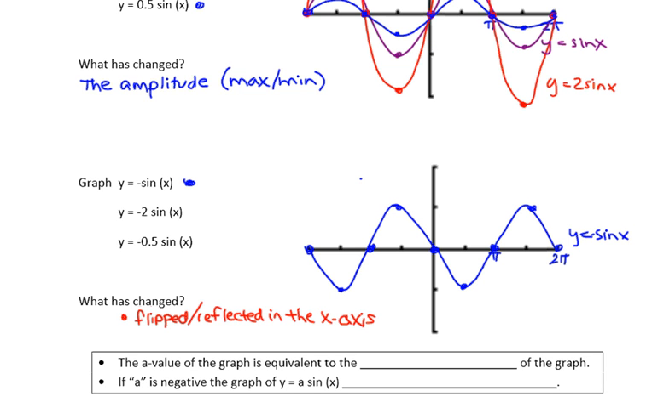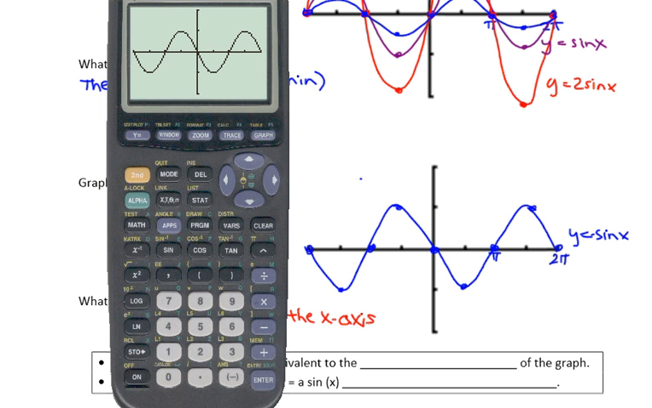So -2, let's graph that one. -2 sine x. Sine, there you are. And if you want, you can make it bold. So go over to there, push enter, and then graph.